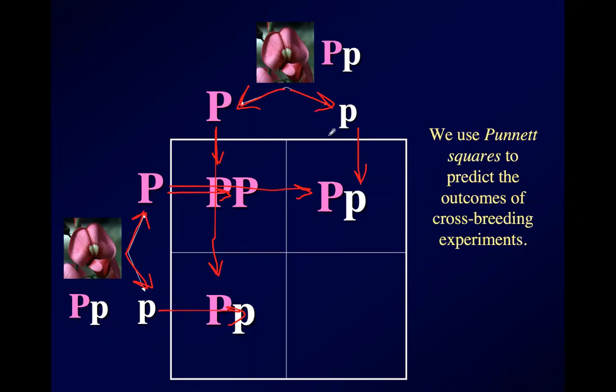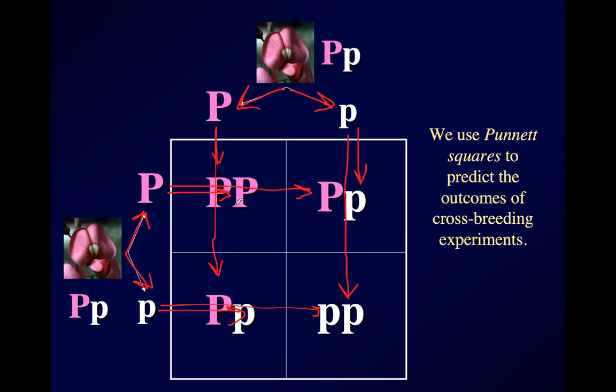It tends to make things more clear. And then in this square, we bring down that lowercase p from the top of the column and the lowercase p from the left of the row. And so we put in this square little p, little p.